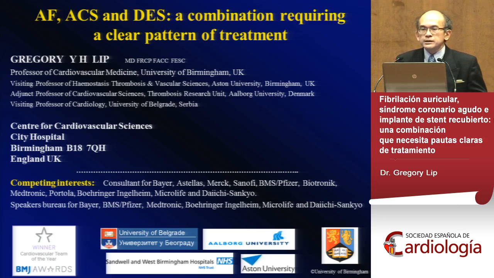And this is, of course, a combination requiring a very clear pattern of treatment and a management strategy. Because if you think about it, we're really juggling four balls in the air. We're trying to prevent stroke in a setting of atrial fibrillation. In a setting of acute coronary syndrome, we're trying to prevent recurrent cardiac ischemia. And if you're doing a stent or angioplasty, you're trying to prevent stent thrombosis or recurrent acute coronary syndrome. And finally, the fourth ball in the air is the issue, when you have combination antithrombotic therapy, as you've heard from the previous speaker, of the risk of serious bleeding, particularly major bleeding or intracranial hemorrhage.